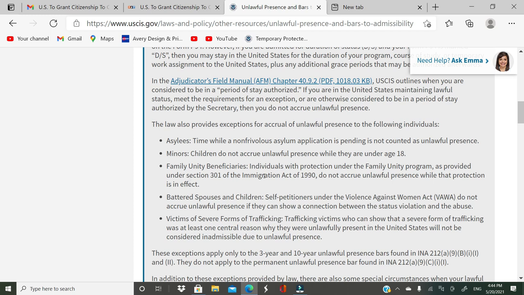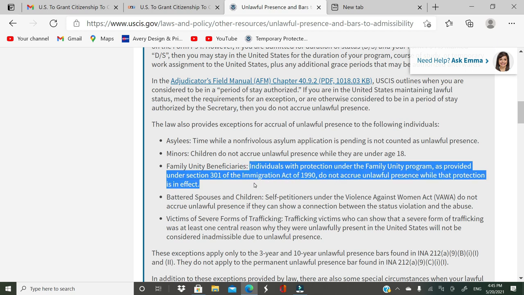Family unity beneficiaries, individuals with protection under the family unity program as provided under section 301 of the Immigration Act, do not accrue unlawful presence while that protection is in effect. Those are especially relevant when it comes to marriage, when your asylum case is pending. So at that point, it's based on family unity. They're not really going to talk about unlawful presence. At that point, they will talk about just proving, with clear and convincing evidence, that the marriage has been entered in good faith.